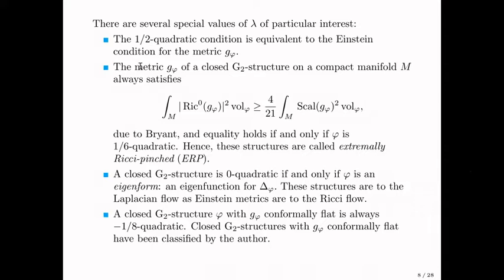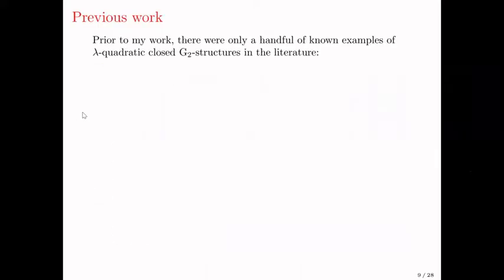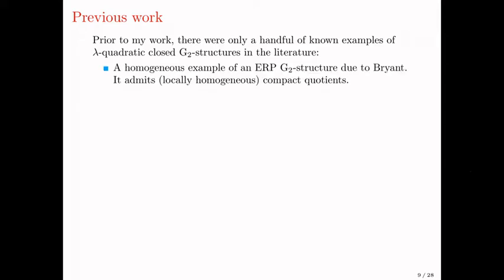these particular values. Okay, so the previous work that was done on this, it hasn't been that well studied. In particular, there are very, very few examples of any of these lambda quadratic closed G2 structures. So when Robert Bryant introduced these structures, he gave one homogeneous example of an extremely Ricci-pinched G2 structure. And interestingly, it admits locally homogeneous compact quotients. So his example is homogeneous, and then it has a co-compact lattice that you can quotient down by.